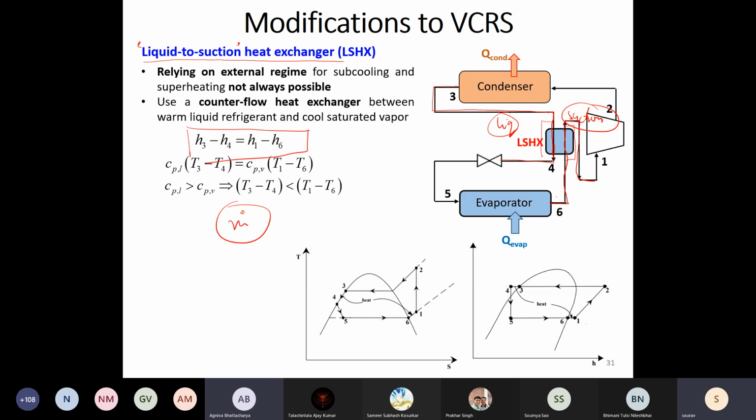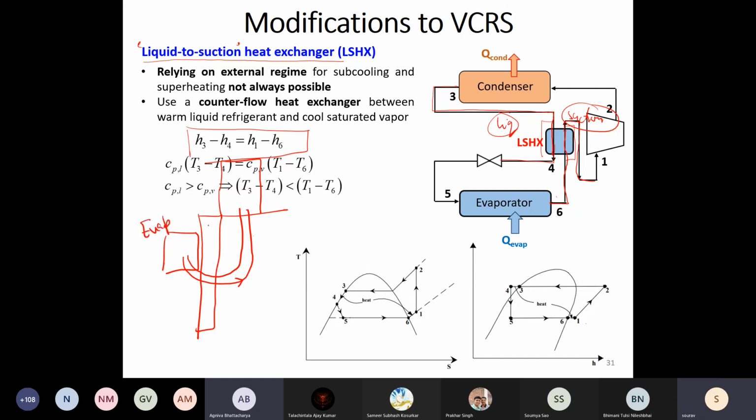Now, there is another reason why we make use of this heat exchanger. Just think of how the AC's indoor and outdoor unit is mounted. So let's say this is your indoor unit, and let's say at some height, your outdoor unit is mounted. You have the refrigerant pipes going in and coming out. The indoor unit is nothing but your evaporator. The outdoor unit has the compressor and the condenser.